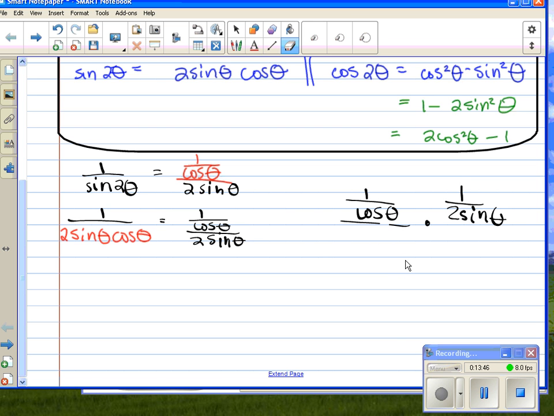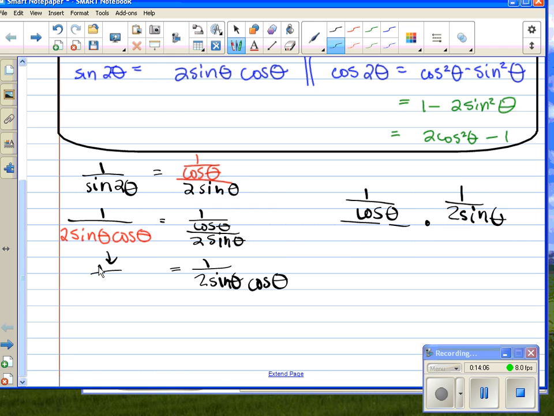Okay? Yes, no, maybe so. So now 1 times 1 is just a 1. Cosine times 2 times the sine is just 2 times the sine. That's cosine. So then your right side also equals. Now the left side equals the right side. And we go.